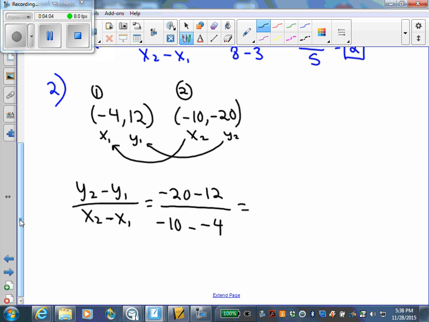All right, negative 20 minus 12. So picture a number line. If you start at negative 20 and you subtract 12, you're going 12 units to the left, which is at negative 32. And then negative 10 minus negative 4 is really the same as negative 10 plus 4. Subtracting a negative is the same as adding a positive. Okay, so that's negative 32 divided by negative 10 plus 4, which is negative 6.